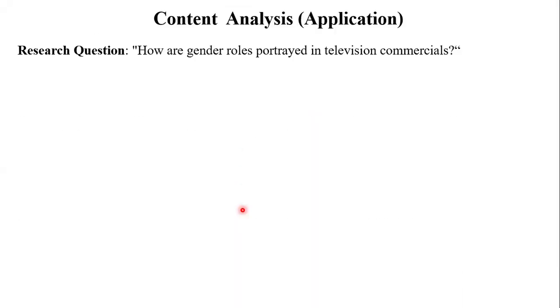So let me explain the application of these content analysis steps to a real scenario. Let's suppose that our research question is how gender roles are portrayed in a television commercial. This is our research question for a practical example for understanding how content analysis works in a real situation.